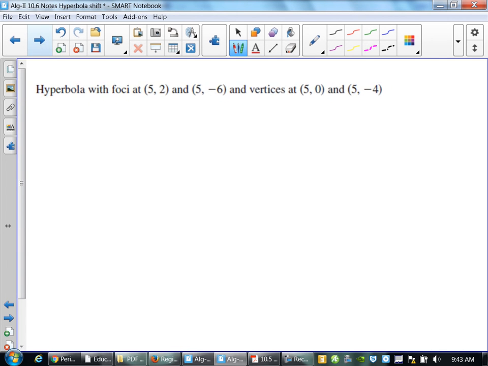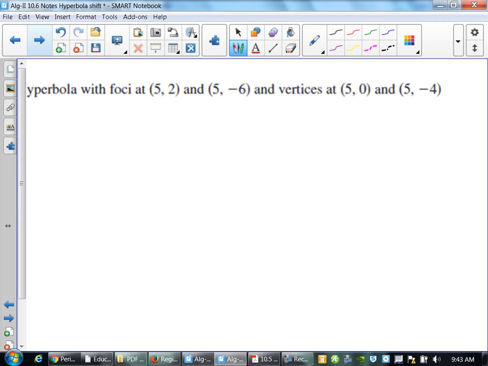the other direction. Let's go the other direction with a shifted hyperbola. Let's write the equation given shifted stuff. So if I have a hyperbola that has the following information, we have foci at (5, 2) and (5, -6), and I have vertices at (5, 0) and (5, -4).